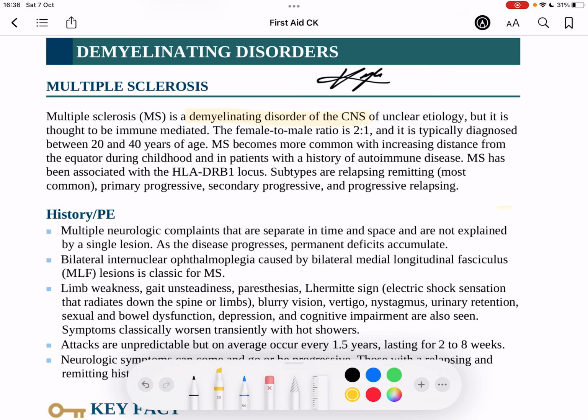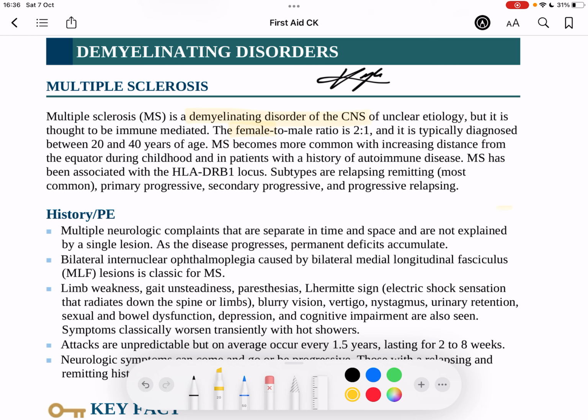The male to female ratio is 2:1, so it is more common in women, and it's typically diagnosed between the ages of 20 and 40 years old. So in questions, do expect to have a female between 20 and 40 years old. It's usually in that demographic.